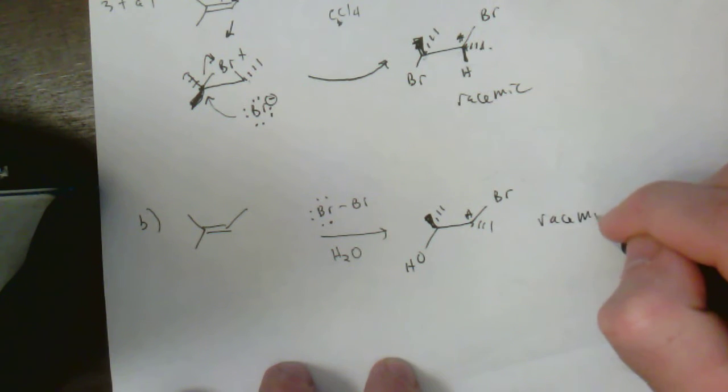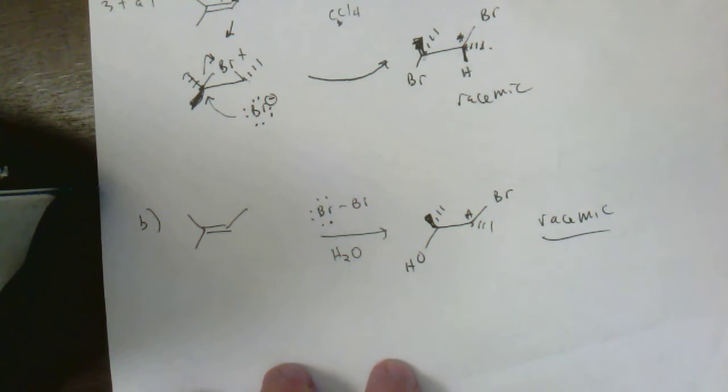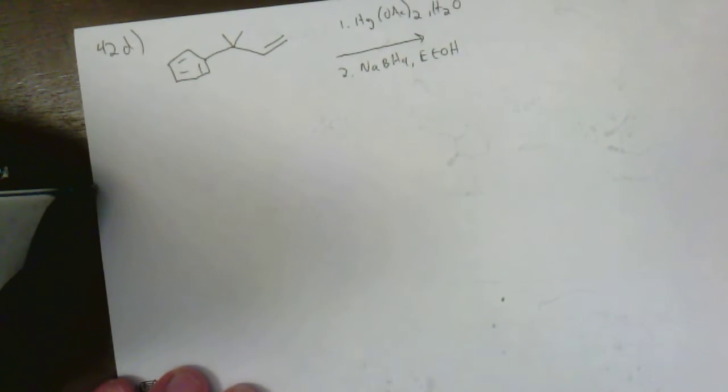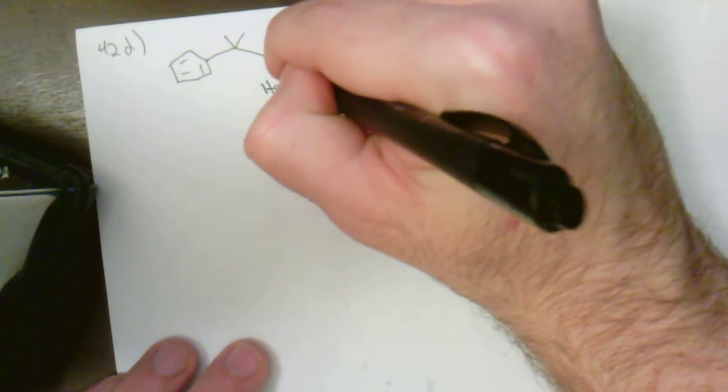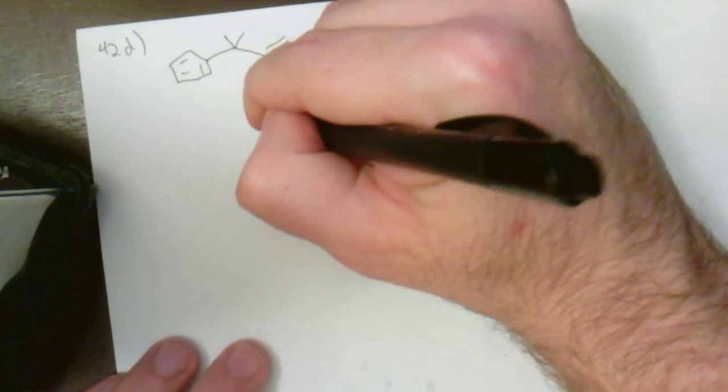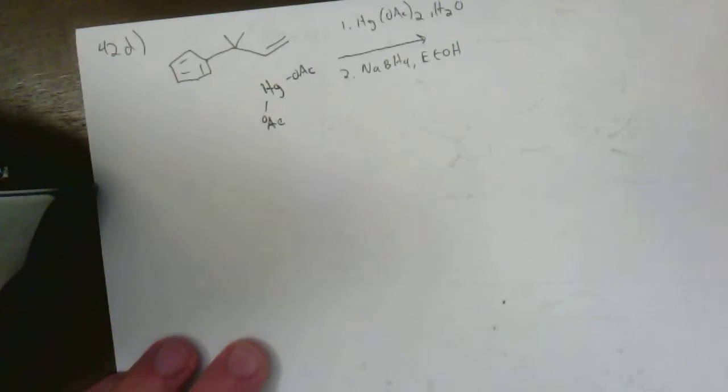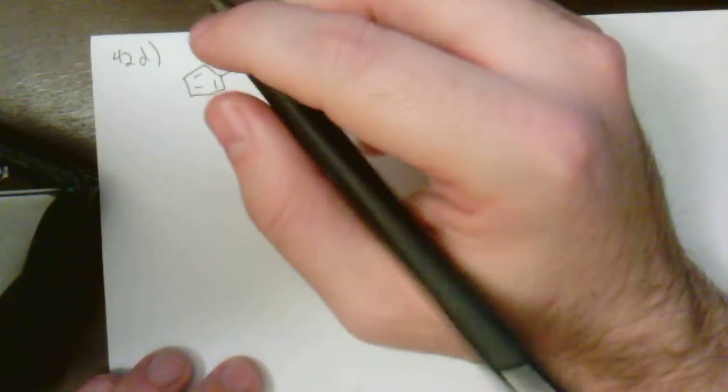So this is racemic. Okay, 42D. This is a bit of a doozy of a mechanism to write out. So this is our lovely mercury mechanism. Just like all of these, we're going to start by making our three-membered ring, just like we do with many mechanisms in Chapter 12.